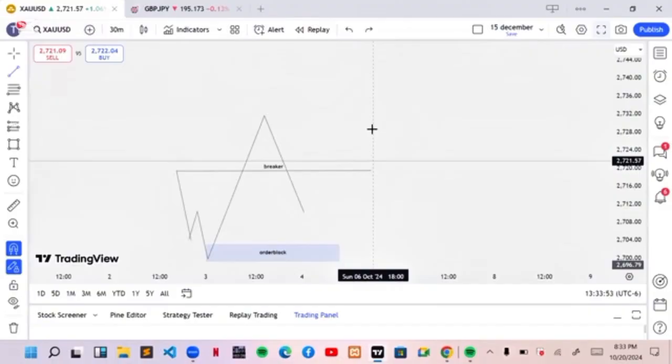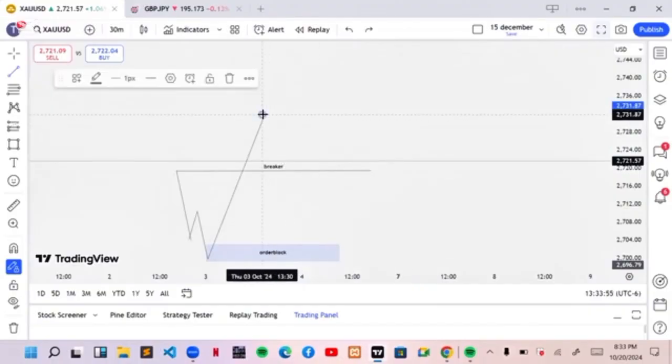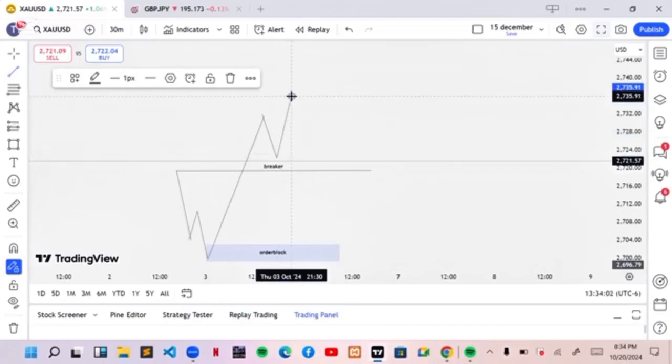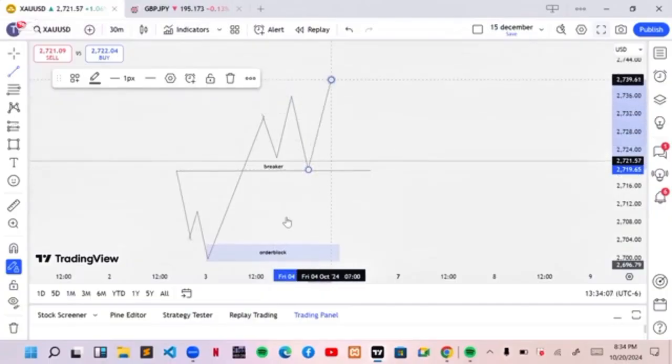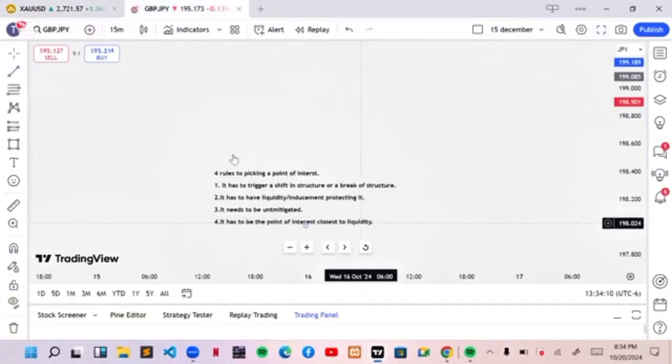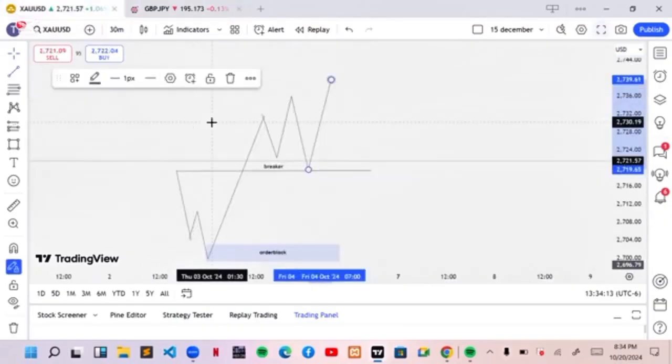But in a case where the first pullback that the market makes after the structure shift or break of structure is something like this, it doesn't mitigate this breaker block and pushes up. Eventually, if the market is going to pick an entry, your entry will not be this other block. The entry will have to be this breaker block. Because why? One of the rules says it has to be the point of interest that is closest to liquidity. And I said my liquidity is my inducement.